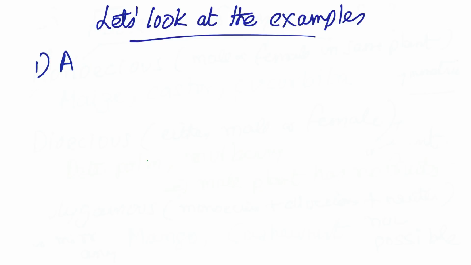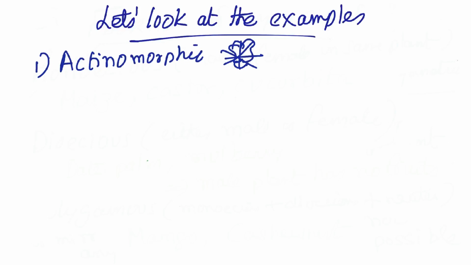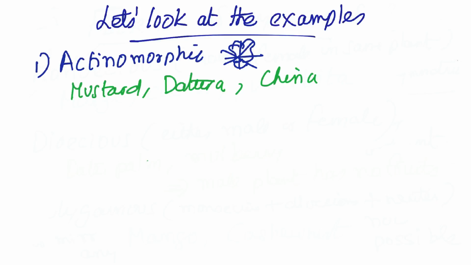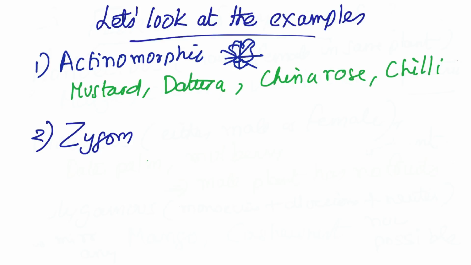Now, we are also looking at the examples which we studied as far as the floral symmetry is concerned. It is very important as far as the examination point of view is concerned. So, first case, actinomorphic, which obviously is radial symmetry. We have mustard, datura, China rose, and chili. So these are the standard examples as far as actinomorphic floral symmetry is concerned.